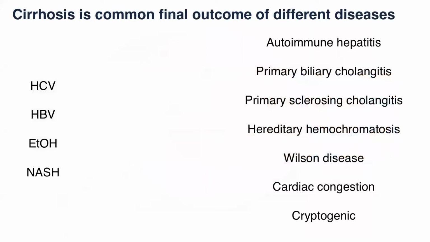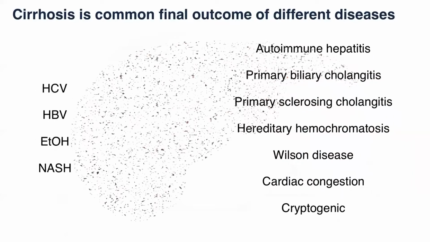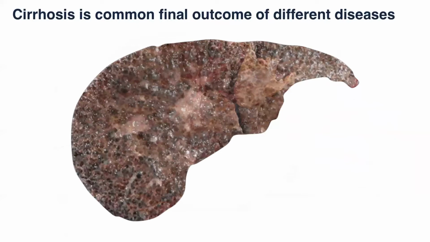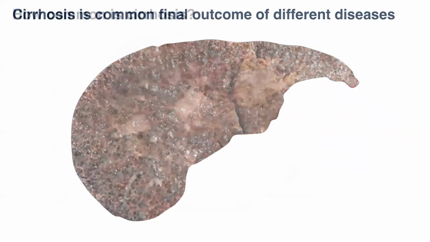Something else that we should be aware of is that cirrhosis is a common final outcome of many different diseases. So on your left are some of the most common causes of cirrhosis worldwide: hepatitis C, hepatitis B, alcohol, and NASH. On your right are less common causes of cirrhosis: autoimmune hepatitis, primary biliary cholangitis, primary sclerosing cholangitis, etc. But any of these conditions, alone or in combination, can, as their final outcome, result in the formation of cirrhosis.